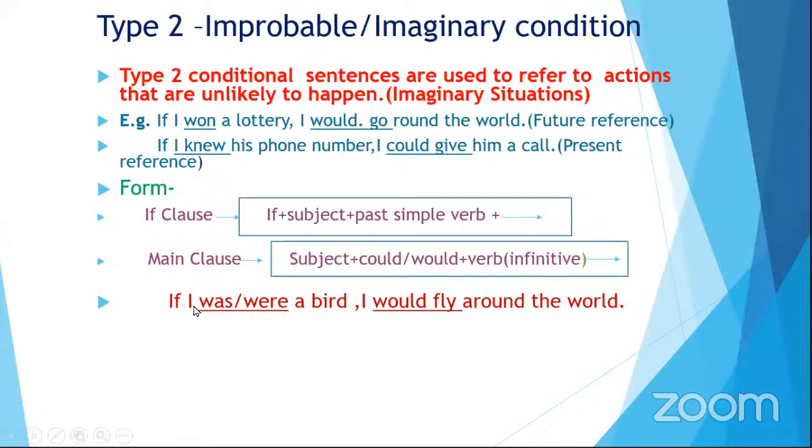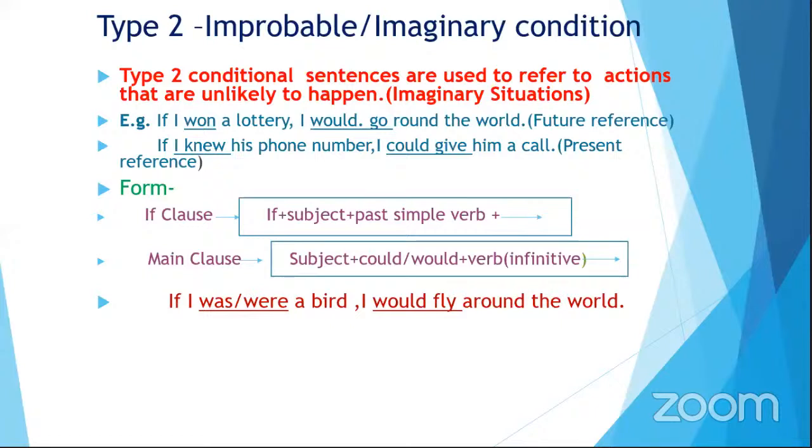Look at it once again, you have a past simple verb, then would plus an infinitive. If I were, this is of course different. Here you have a singular subject I, but you can use a singular verb as well as a plural verb. Plural verb is also correct. If I were the first president of this country, so what would you do? Like this, you can talk about imaginary situations.